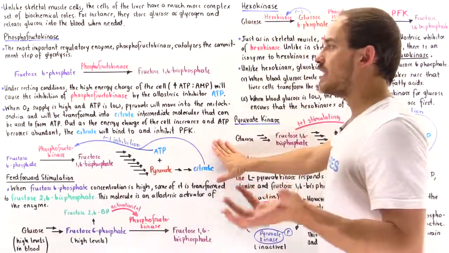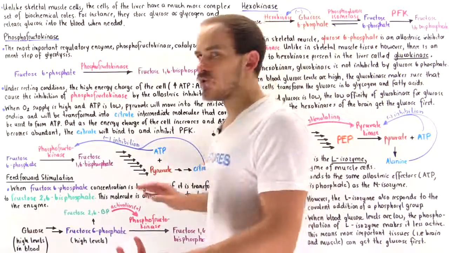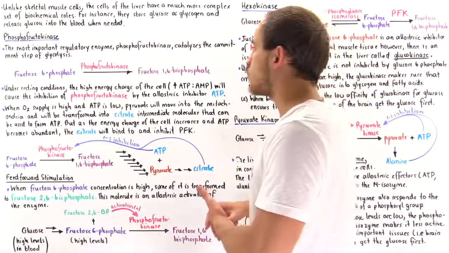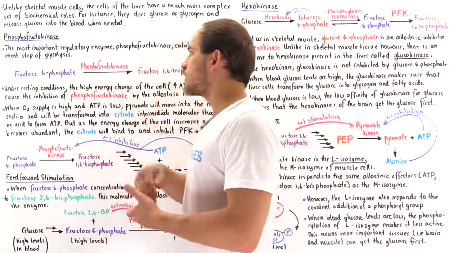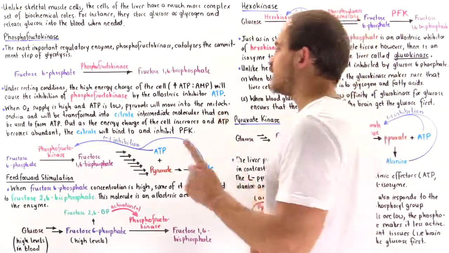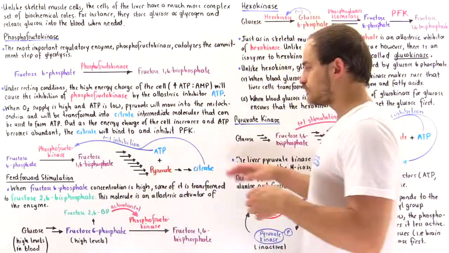We're going to have too many ATP molecules. And so we don't want to produce any more ATP molecules. We have plenty of ATP molecules to go around. And so phosphofructokinase will be inhibited by that large concentration of ATP. ATP acts as an allosteric inhibitor.